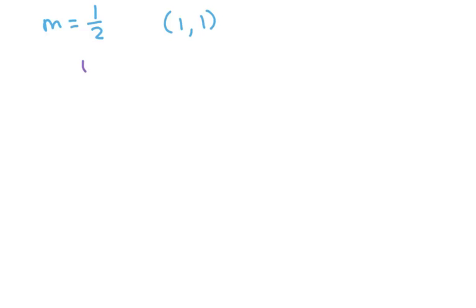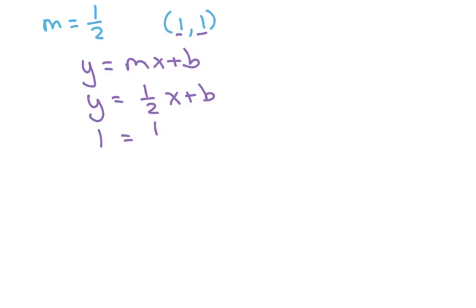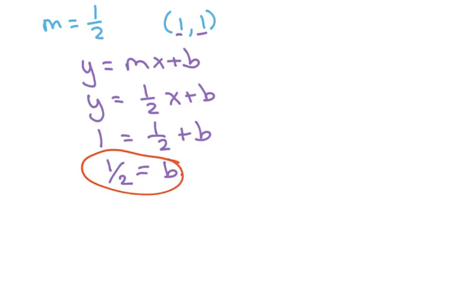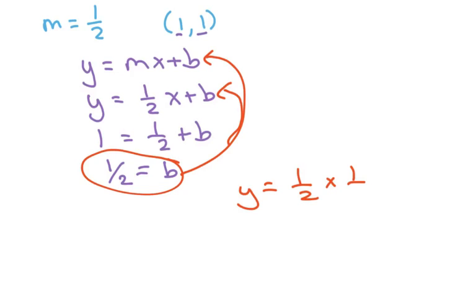So I'm going to use the slope-intercept form to find my equation. So it's going to be y equals 1/2 x plus b. I plug in my x and y. So clearly b is 1/2, since 1/2 plus 1/2 is 1. I'm going to plug this 1/2 in there. I get y equals 1/2 x plus 1/2. So that's the equation of the tangent line.